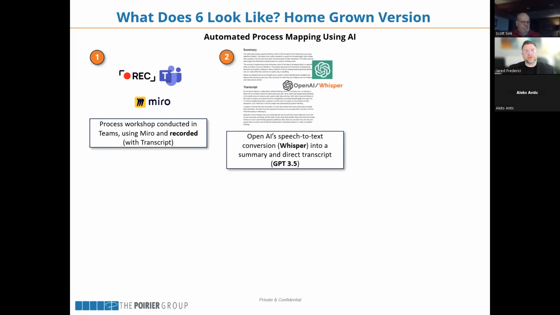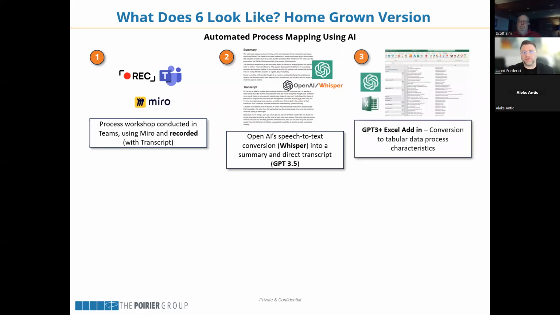You can use OpenAI's speech-to-text conversion, which is Whisper. There's a number of those available where you can create a transcript automatically based on that recording of that workshop and ingest it into GPT 3.5. There's some Excel add-ins that can convert basically your transcript of that meeting into tabular data process characteristics.